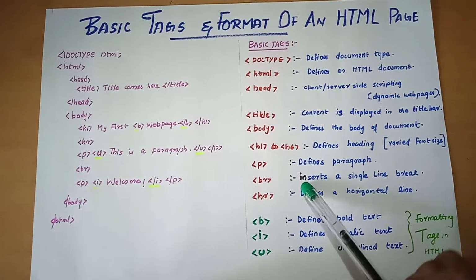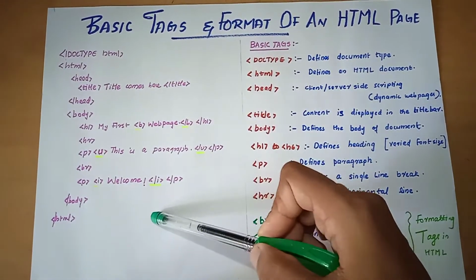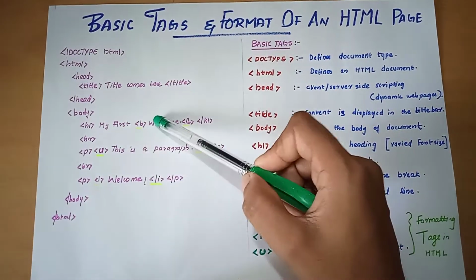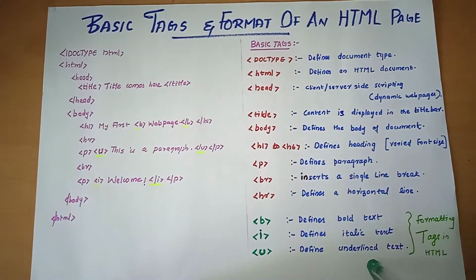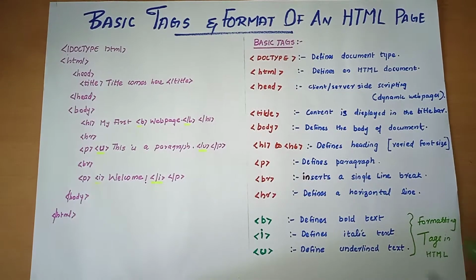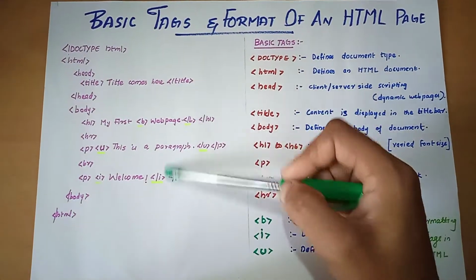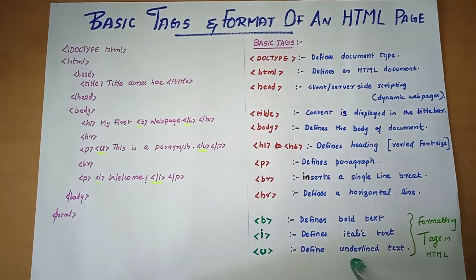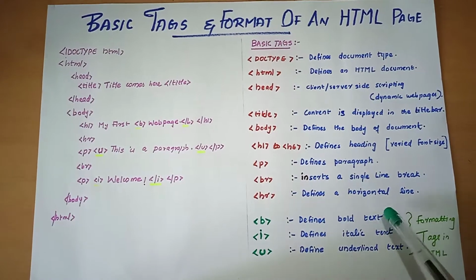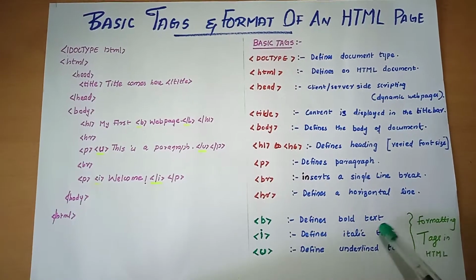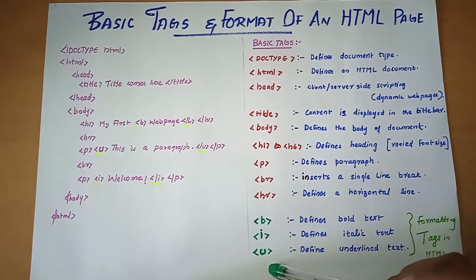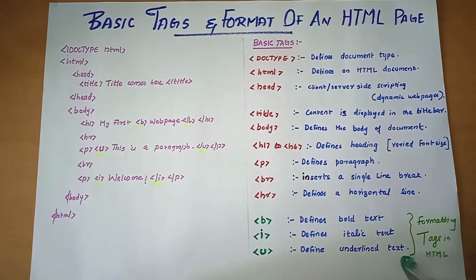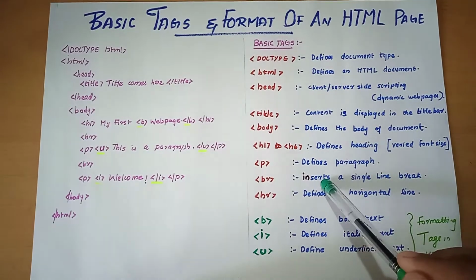Here we also use some other special tags like B, U, I, etc. They are called the formatting tags. Not only this, there are many more, but since we included these here, we can mention them too. Bold defines the bold text, I defines the italic text, and U defines the underlined text. But these are actually coming under the formatting tags in HTML, not as the basic tags.